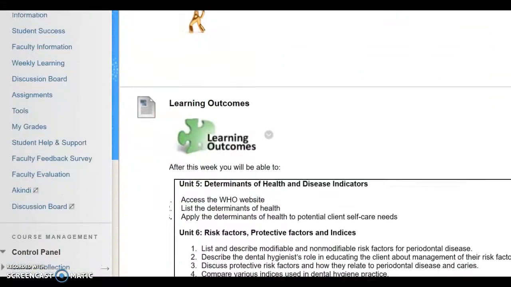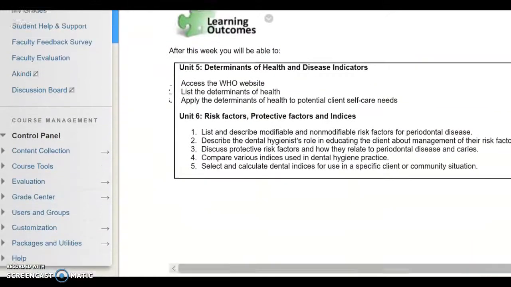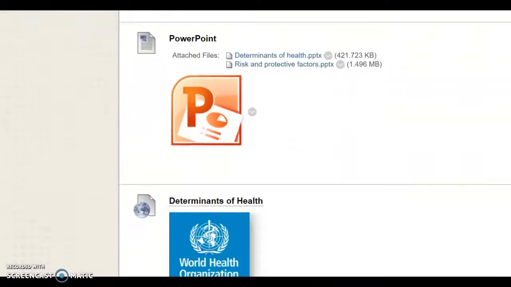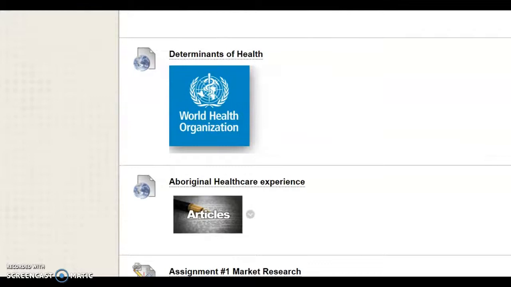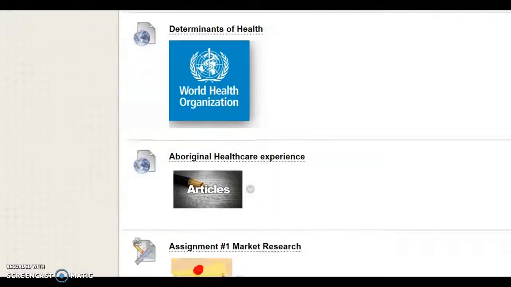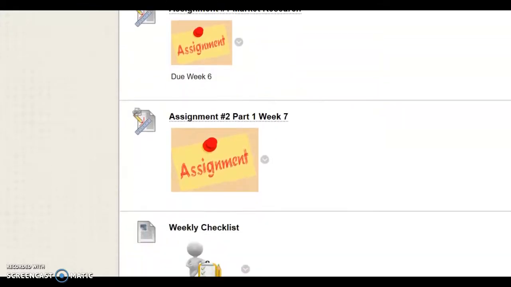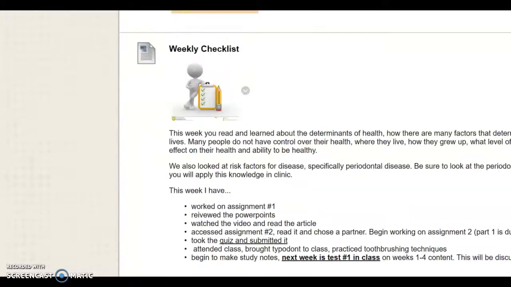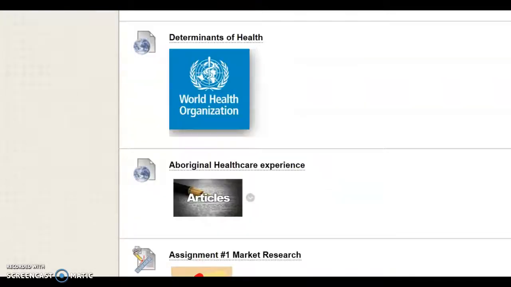So this week isn't super heavy with content. You'll find that you'll have, maybe an hour and a bit of work to do on your PowerPoints. Maybe just a little bit more when you read the article and answer the questions. And then the rest of the time I want you to spend finishing assignment 1, starting assignment 2, and doing your quiz, and then getting ready to make some notes for your test.